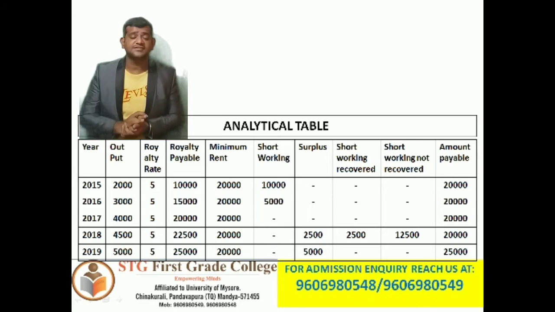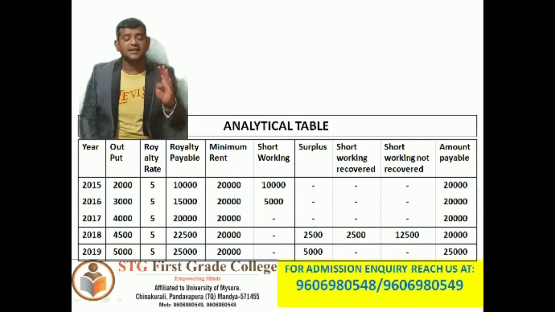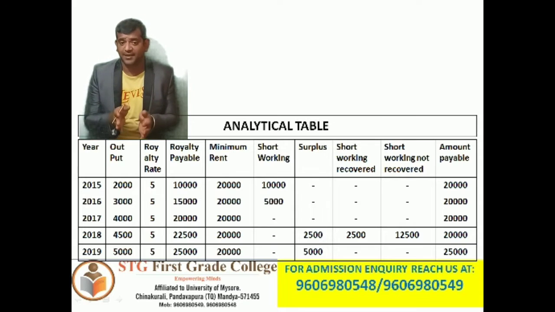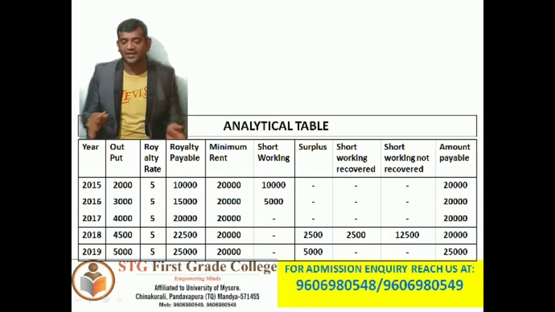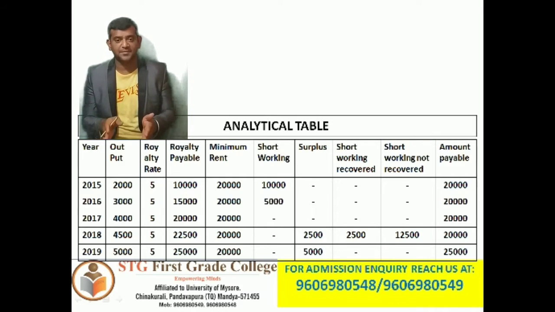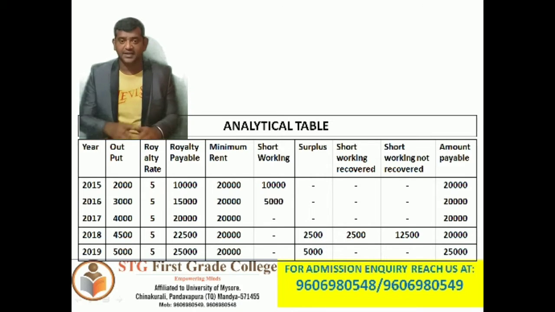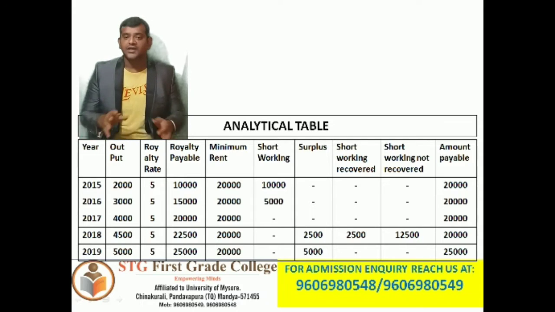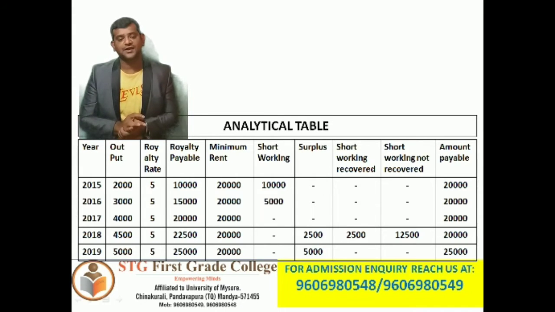Further, in 2017, there was a production output of 4,000 tons of coal at the rate of 5. 4,000 into 5, 20,000 rupees is the royalty payable, and minimum rent is also 20,000. So there is no short working and no surplus, because the royalty payable is exactly equal to minimum rent. Short working nil, surplus none, short working recovered none, short working not recovered nil, amount payable 20,000 in the year 2017.